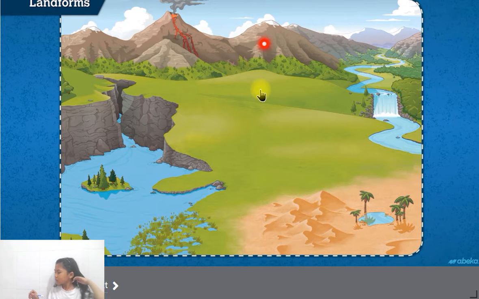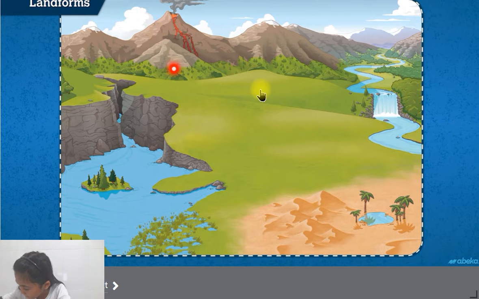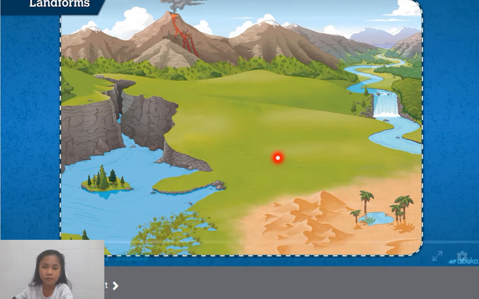Now let's take a look at some places on this map. What are the tall rises here? Emily? Mountains. Good. What is something a little bit lower than a mountain? Anna? A hill. Good. A mountain with lava flowing. Aiden? Volcano. Flat land with few trees. Arthur? Jimmy? Plain. Yes.